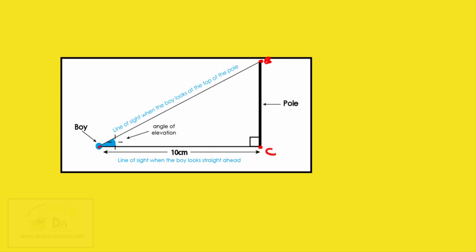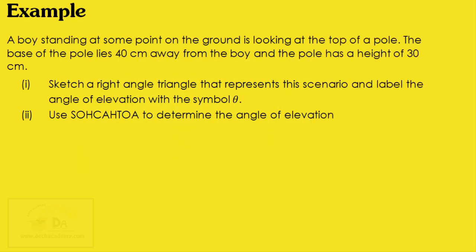And of course, the angle of elevation is this angle here, formed between the line of sight of the boy and a horizontal line of sight. So the line of sight of the boy and the line of sight if the boy was looking straight ahead. So it's looking straight ahead here or looking upwards. The angle formed between the two lines. So that's it. Here's another example question.